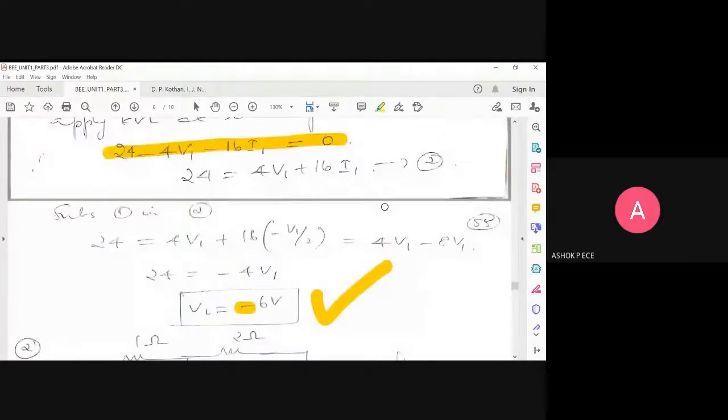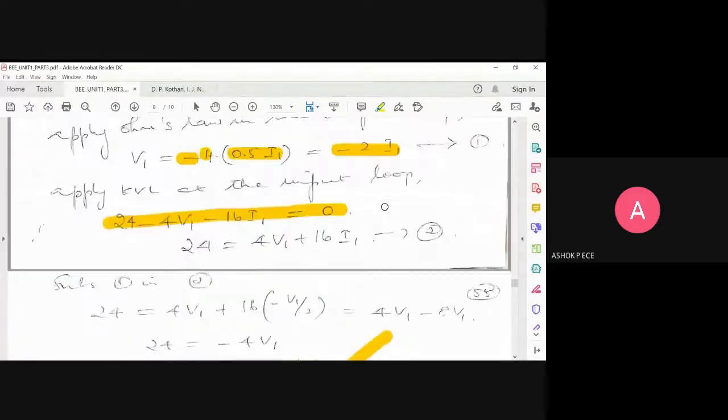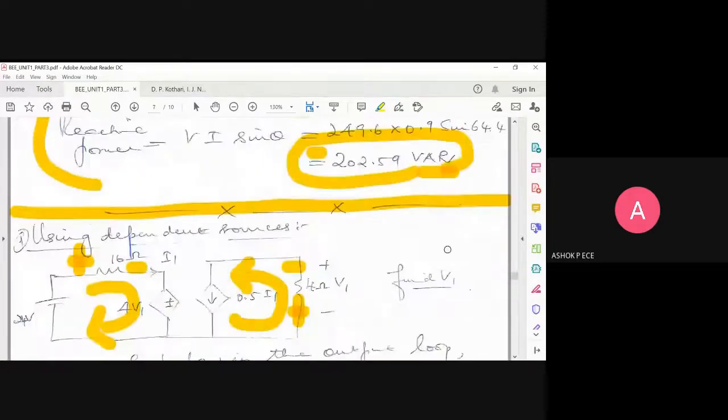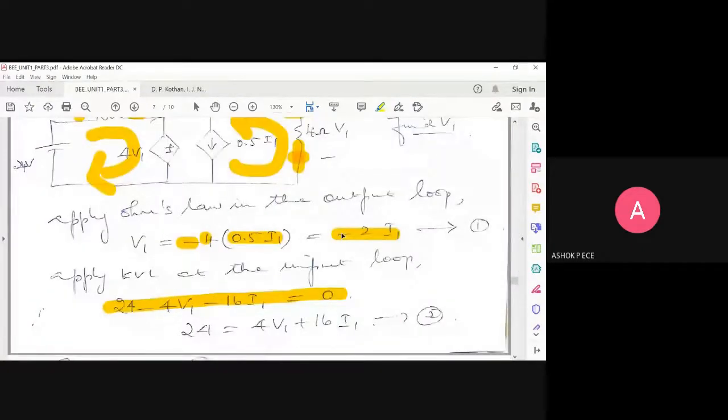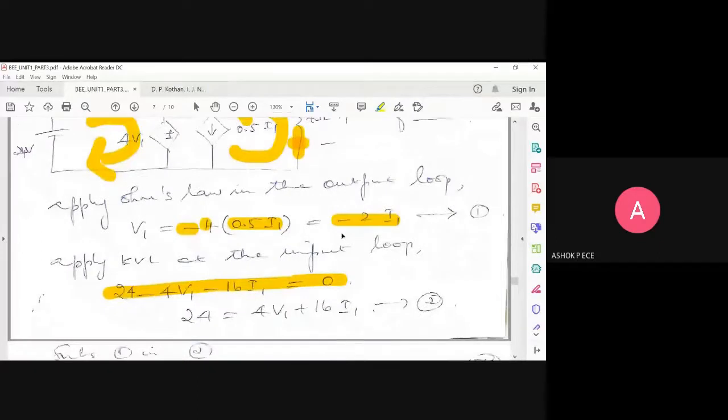If you are comfortable with the question, anybody having doubts in dependent sources, anything not clear, if you're having doubts, please unmute and ask.